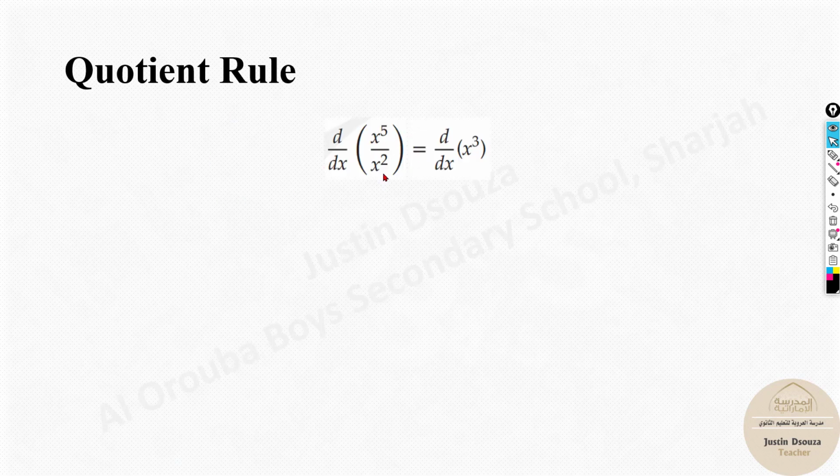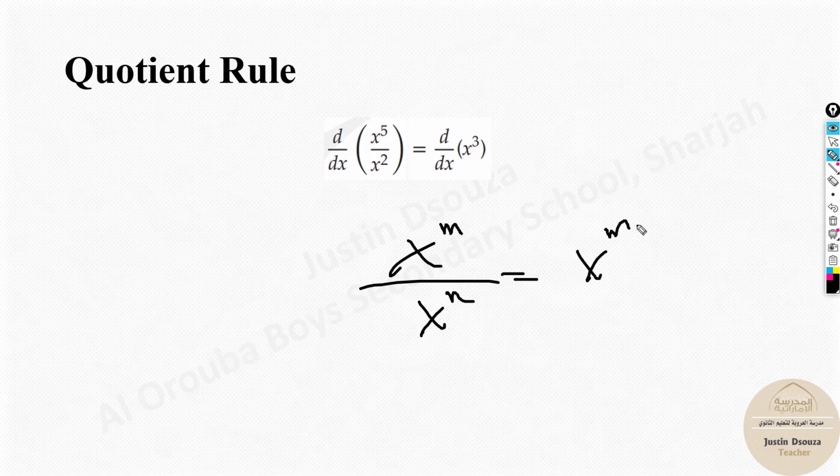Now let's see similar problems. 5 x to the power 5, divided by x to the power 2. Now when you solve it, the rule says x power m divided by x power n is equal to x power m minus n. Whatever is up minus whatever is down. Sorry, that should be m minus n. Up minus down. 5 minus 2. It is x power 3.